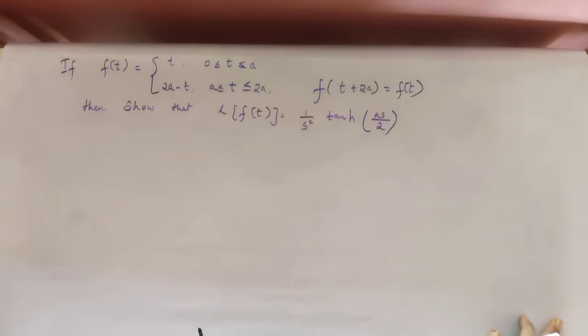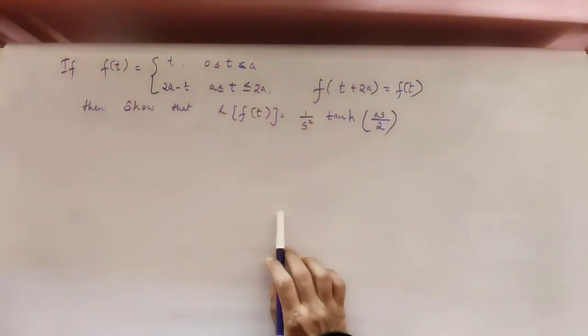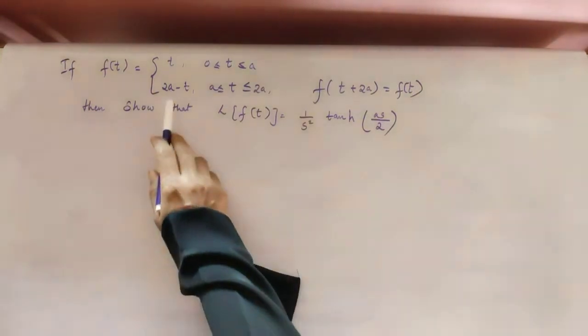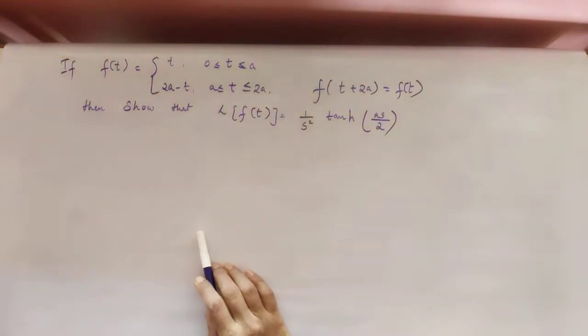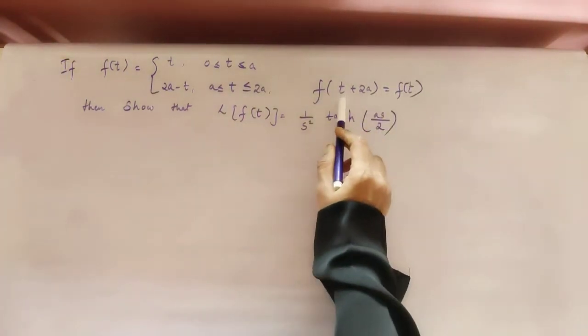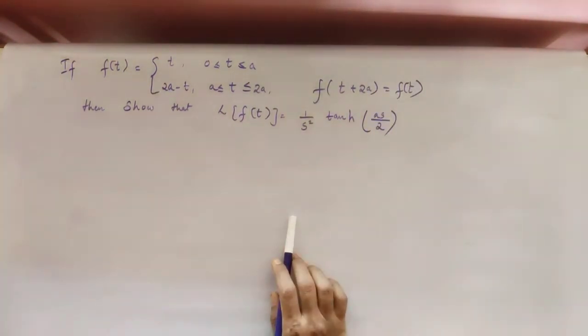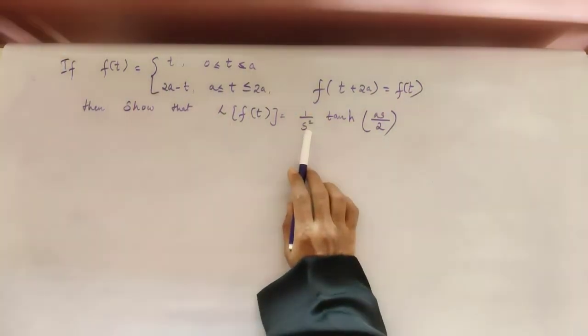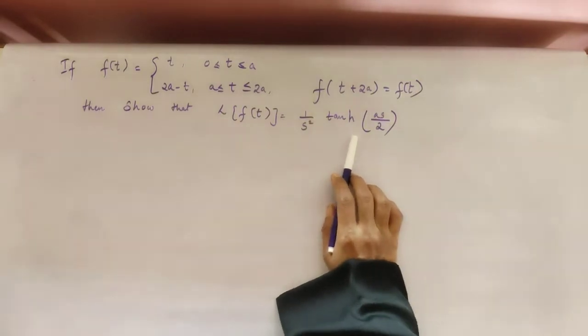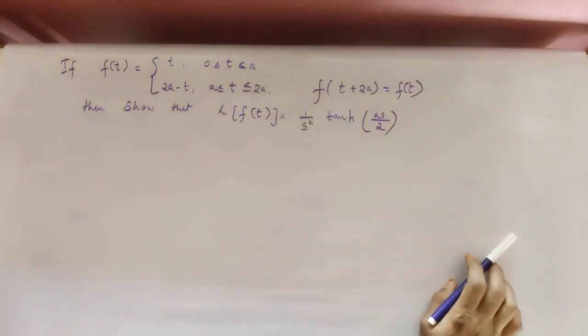If f of t is equal to t when t is in the interval 0 to a, and 2a minus t in the interval a to 2a, and it's clearly written that f of t plus 2a is equal to f of t, then you have to show that L of f of t is equal to 1 divided by s square tan hyperbolic as by 2. Okay, let's prove this by a simple solution.